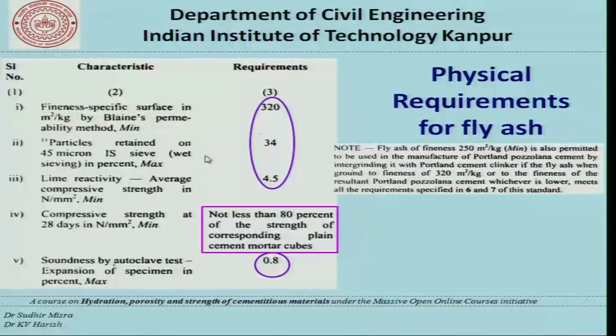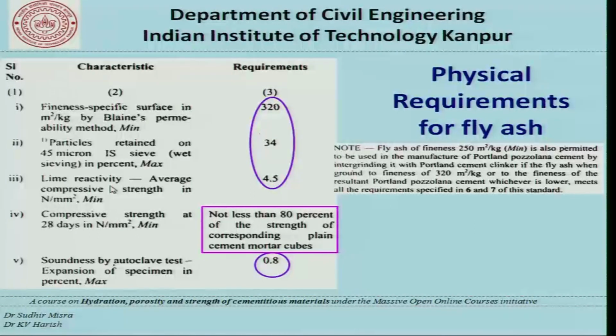Now, other ways of testing can also be used. If one uses a wet sieving analysis where a 45 micron sieve is used, the particles retained on this 45 micron sieve should be a maximum of 34%, which means the larger amount of particles should actually pass through the 45 micron. Okay, so that's again a very important value. 34% can only be retained. Either it should be 34 or lower than 34. All other things should pass through.